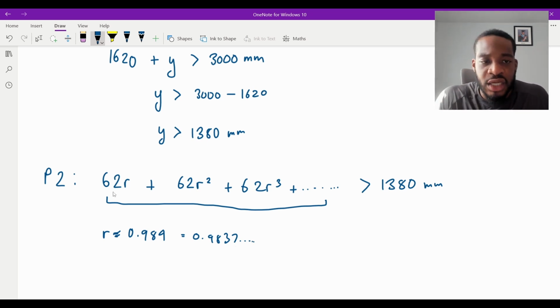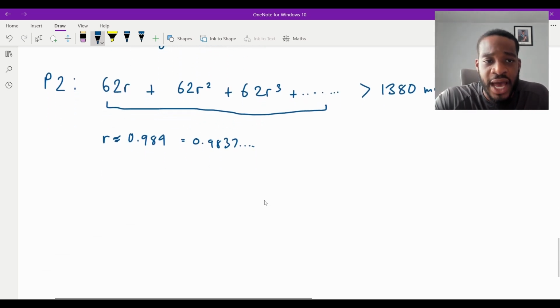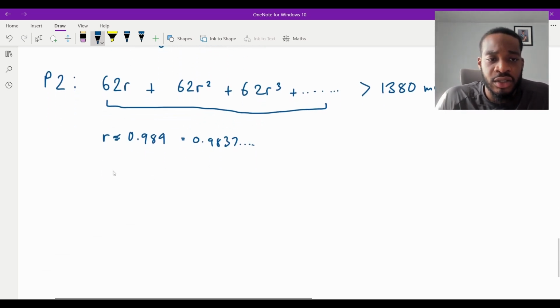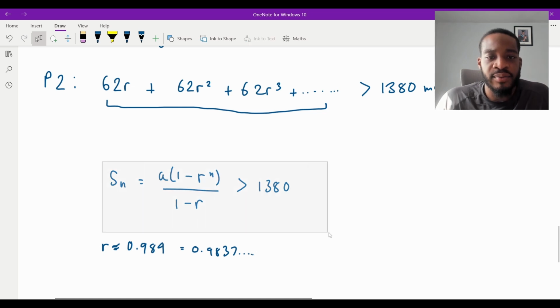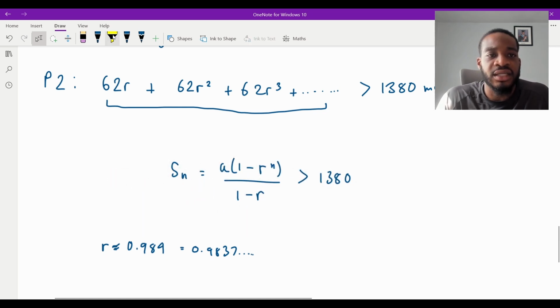So I need to figure out what the sum of this is. Now, this is a geometric series. We're just going to use the SN formula, right? So it's going to be SN is equal to A times 1 minus R to the N, over 1 minus R. And we want this to be more than 1,380, isn't it? So with that being said, let me move this here actually. I'll put this here, and then I'll put this here, so it makes sense that these are following.